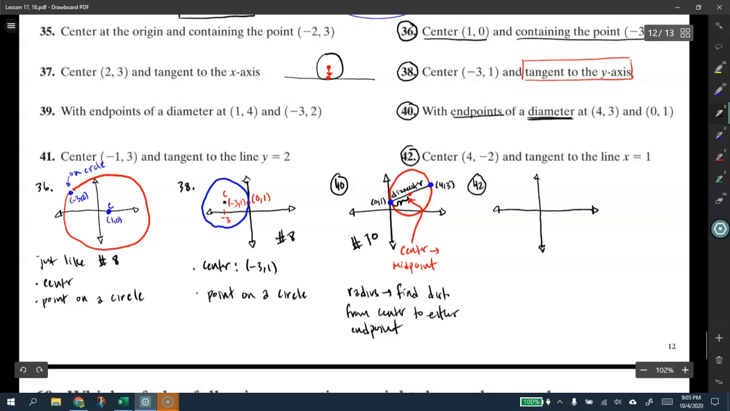All right, so let's go to 4, -2. Let's call this right over here 4, -2, and that right there represents my center. Let me label that as the center. Now, what it says is this circle is tangent to the line x equals 1.